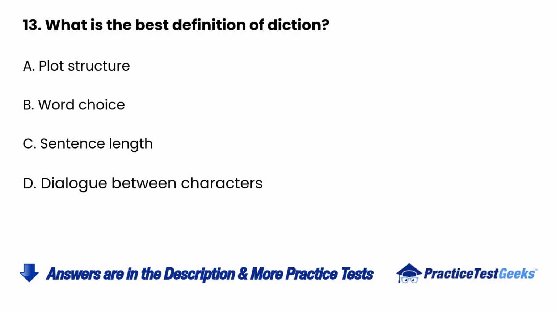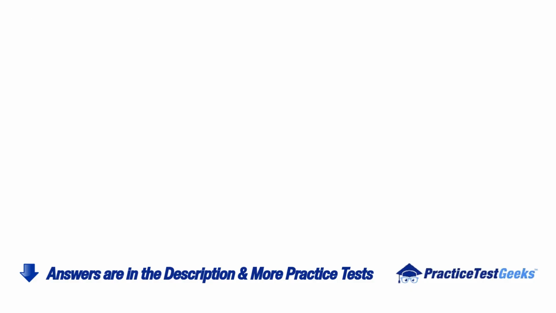13. What is the best definition of diction? a. Plot structure. b. Word choice. c. Sentence length. d. Dialogue between characters.